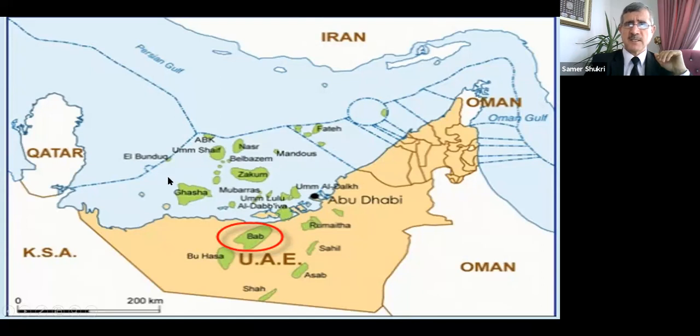These are the offshore fields, and these are the onshore fields in Abu Dhabi, in the UAE. As I told you, I worked here in Bab field. It has a very high H2S percentage, so the precautions were at the highest standard. We were trained to deal with the high H2S and protect ourselves and others.